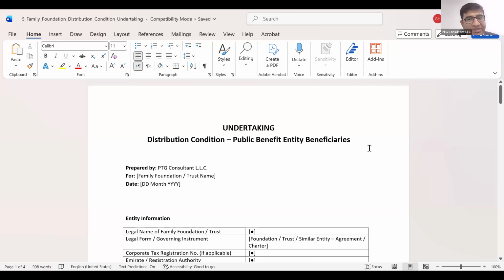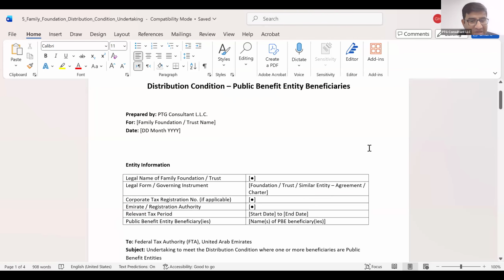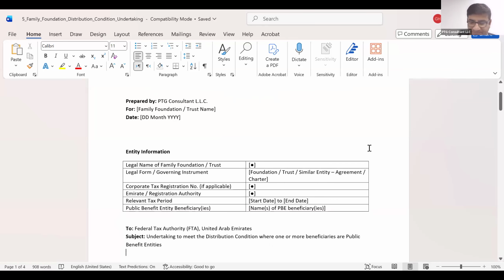So regarding the public benefit entity, again, we have one undertaking or working paper where we have to describe the details. I believe you received all the documents. Yes, we have everything. Thanks. Okay. Again, this is one of the drafts. It might work as it is, or you might have to modify it, depending upon the requirement.